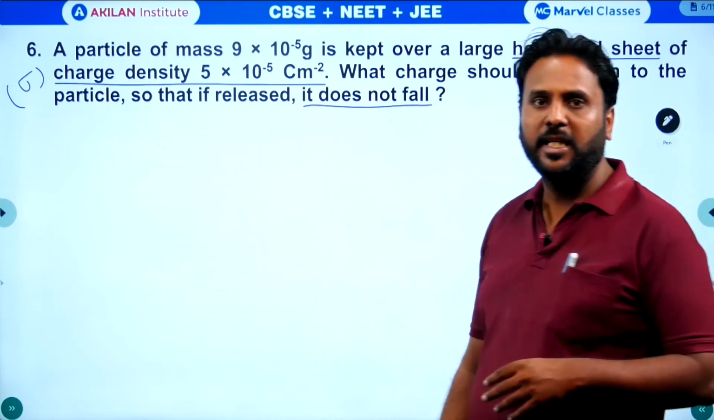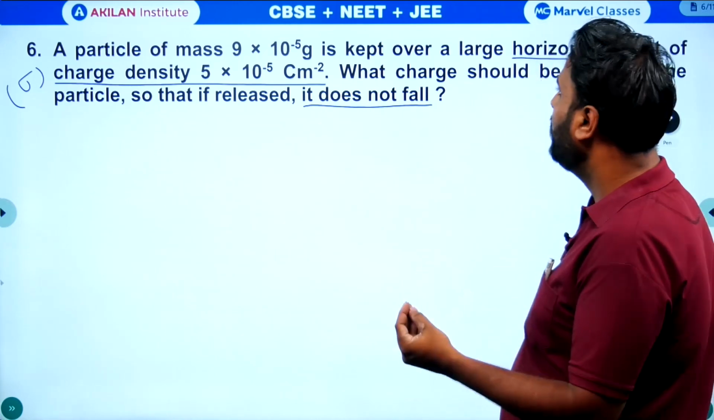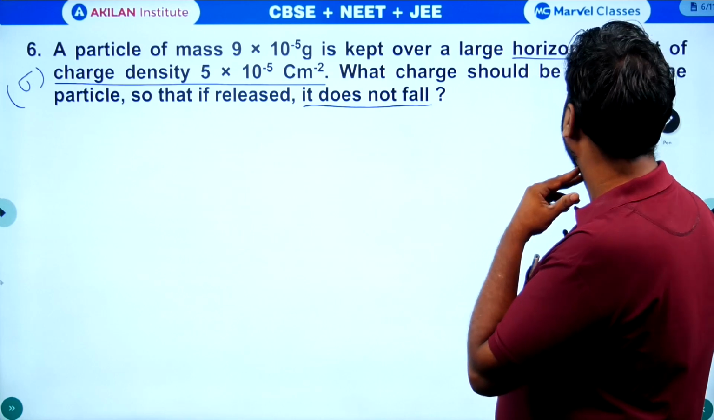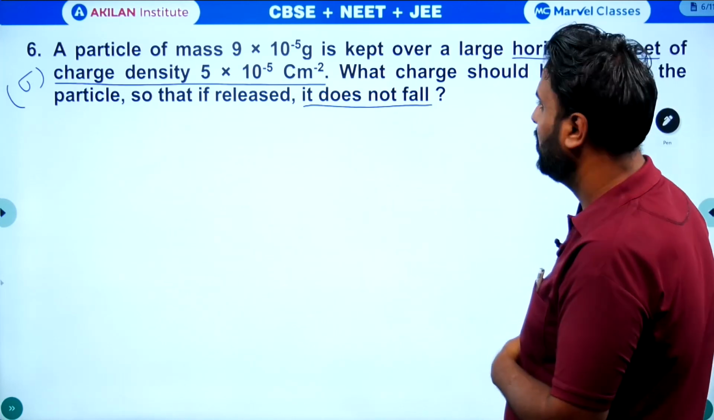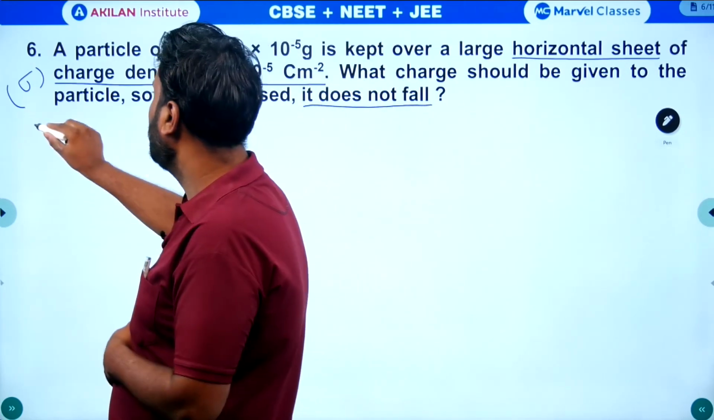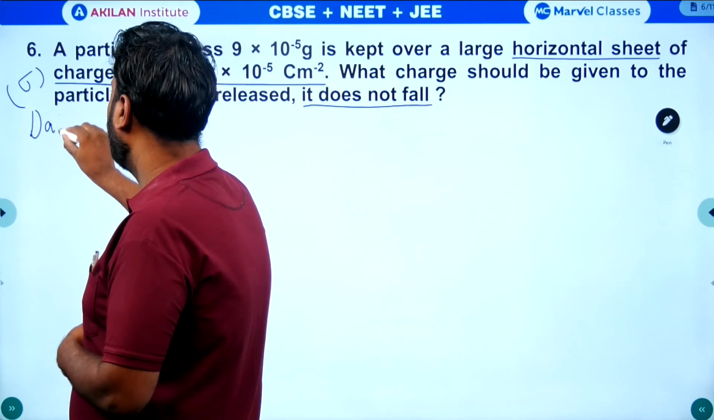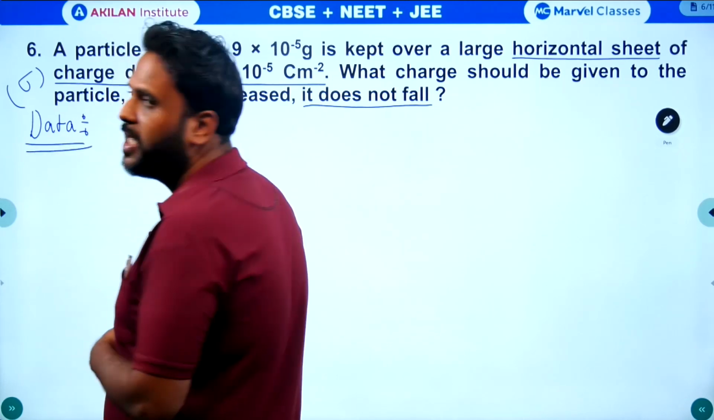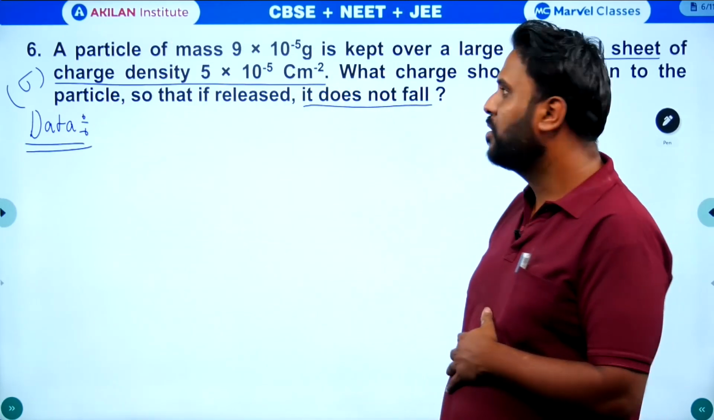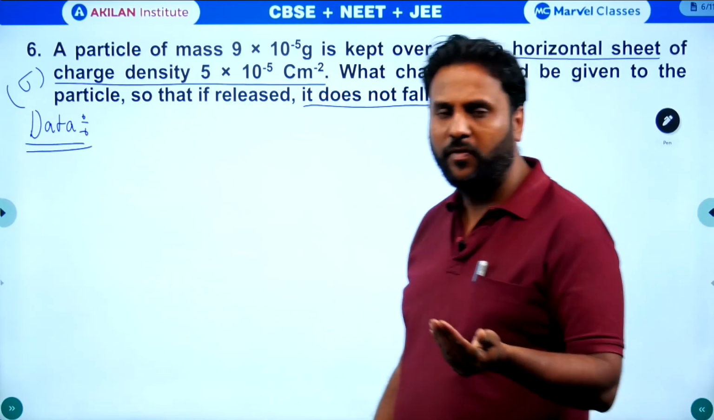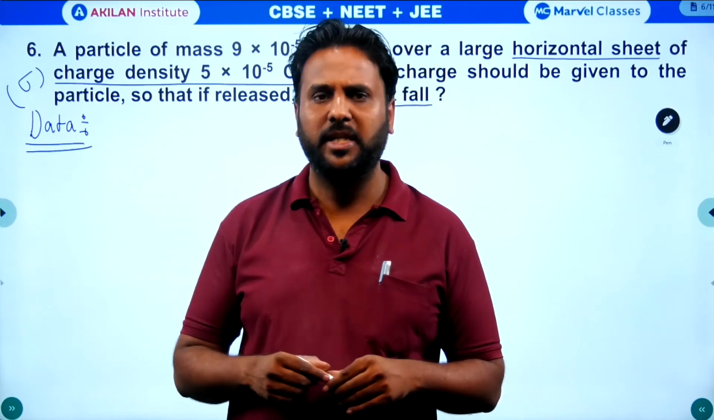They have given this problem very clearly: mass given and sigma given. Now they are telling us to find the charge Q. We can find it very easily. First we have to write the data. Don't panic after seeing the question. First read the question once or twice, then you will be able to write the data and find the formula. Then you can do the problem in a very easy manner.